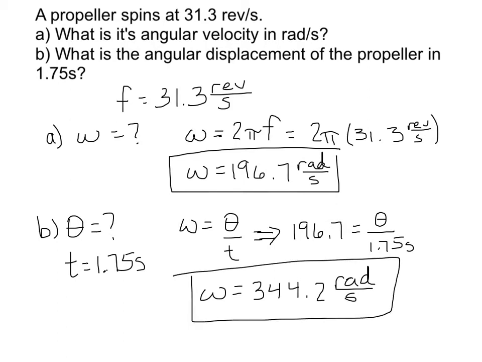So part A would be a question like a bonus. Okay. Part B is something that would be required. In this case, I would have given you angular velocity and asked you to find angular displacement.